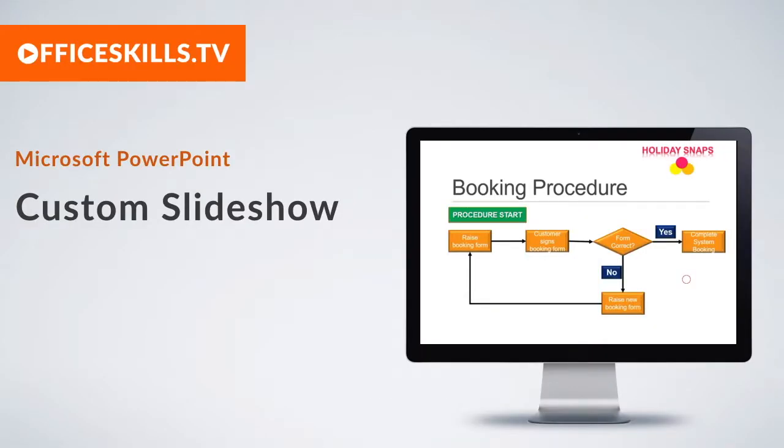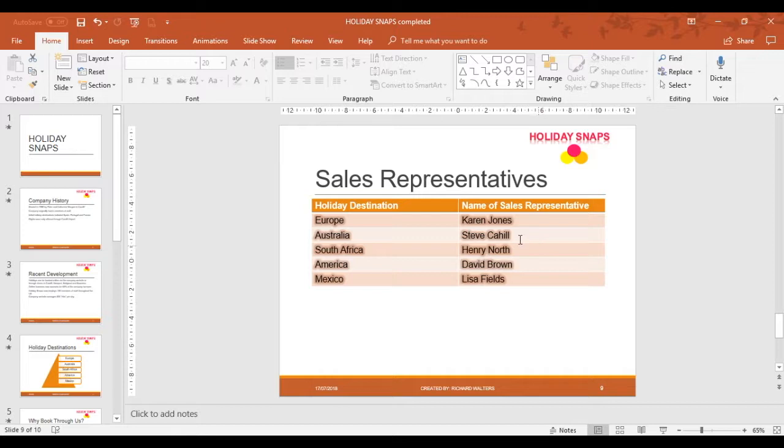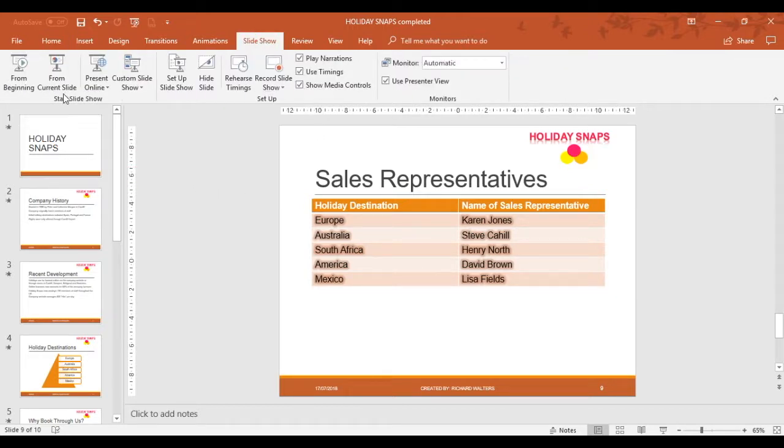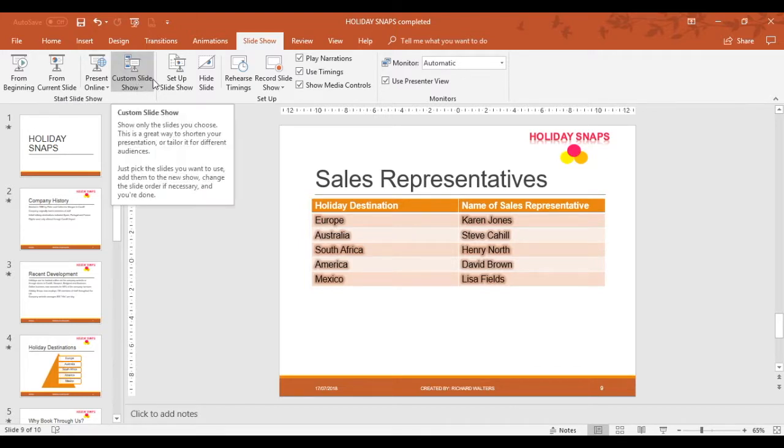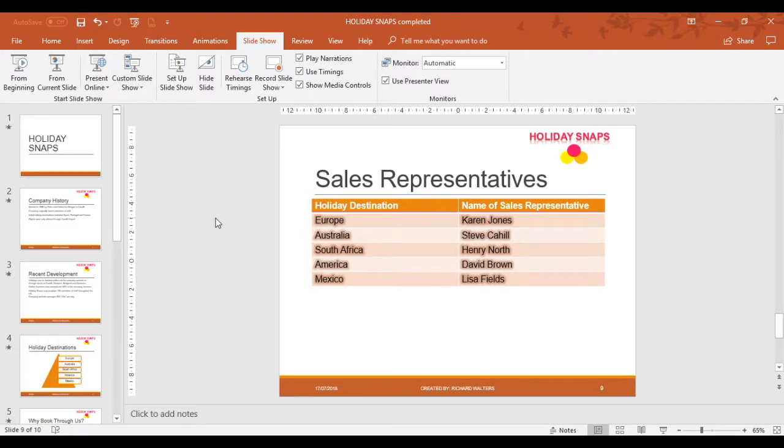In this training video, we're going to look at the use of custom slides within PowerPoint. So for example, if you wanted to, you could go to the Slideshow tab and choose an option called Custom Slideshow. Now what this is going to do for you, it's going to give you the option of not showing your entire presentation during a slideshow.